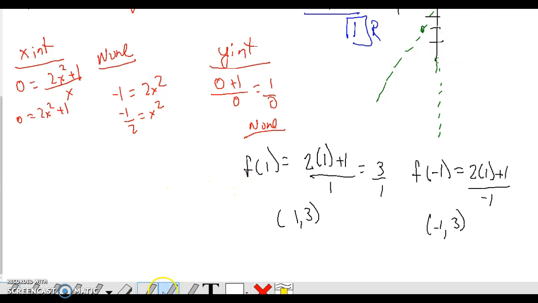So let's see. I don't think I'll be able to bring that back up, unfortunately. Shoot, that's okay. So we plot those points. Let's see what it looks like on Desmos.